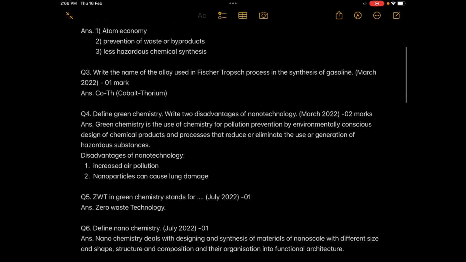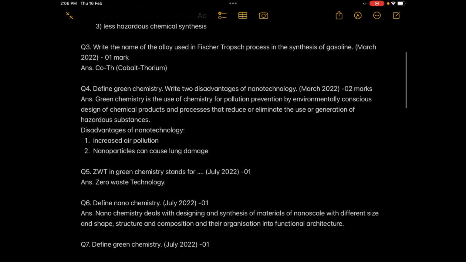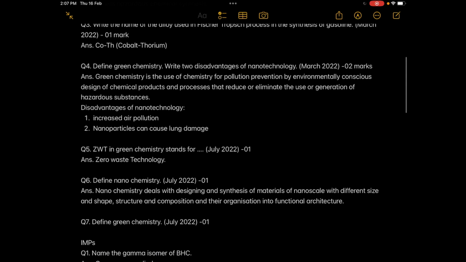Write the name of the alloy used in Fischer-Tropsch process in the synthesis of gasoline. It's a 1 mark question and the answer for this is cobalt thorium alloy. Let's move on to the next one.